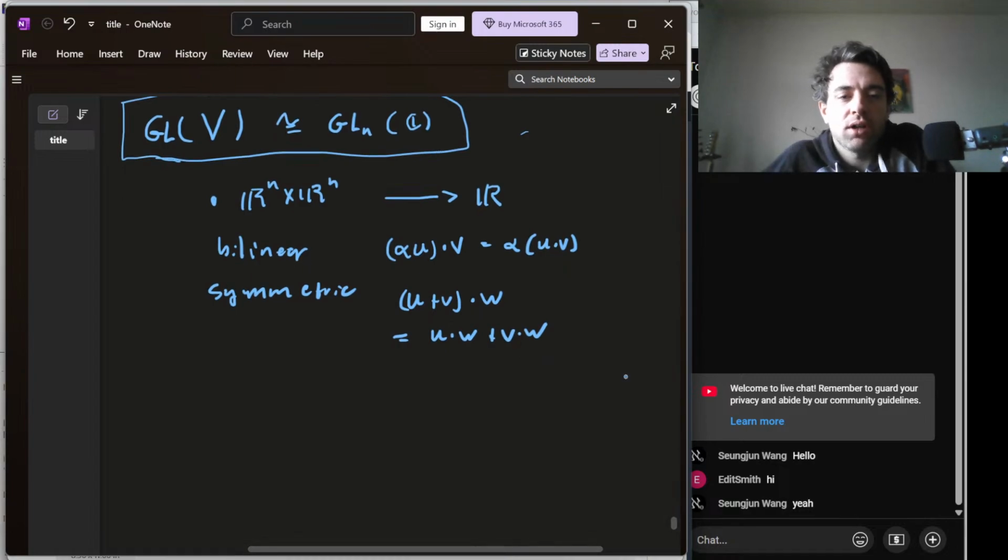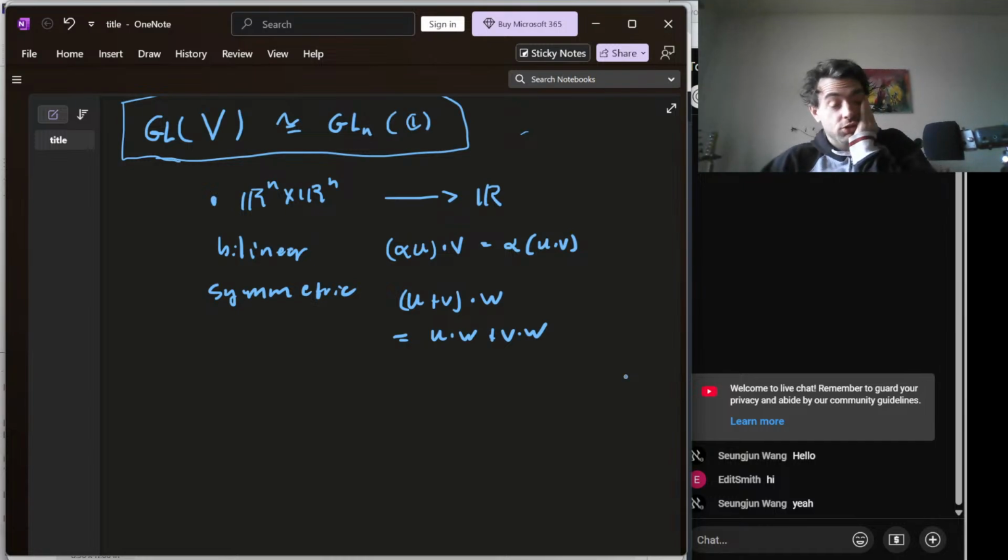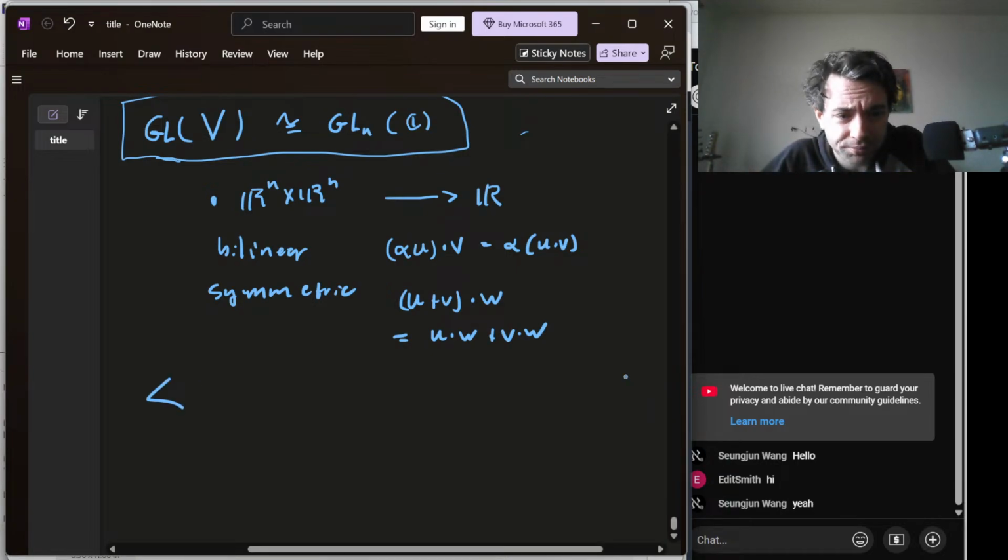And maybe we want to study the linear transformations that preserve this inner product. So what I mean by that is a linear transformation T preserves the inner product if for all u and v, the inner product of T(u) and T(v) is the inner product of u and v.